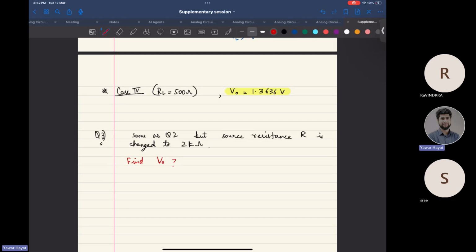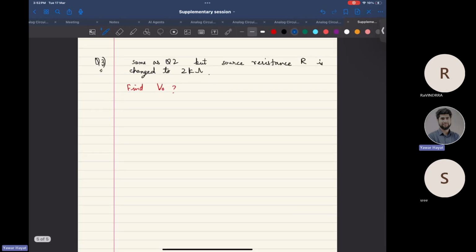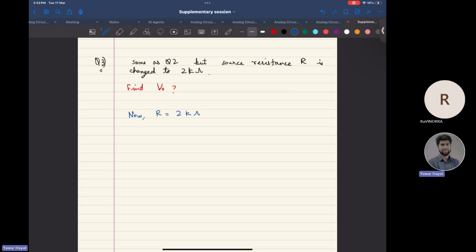This is a repetition question, right? I'll leave this as homework for you. I'll just write down the answers that you'll be getting. Now you'll be using R as 2 kilo. Then again, you'll have case 1 where RL is infinity. For this, you'll obtain the output as 5.146 volt, where I max would be 5 milliamp. Everything would change because our source resistance has changed.